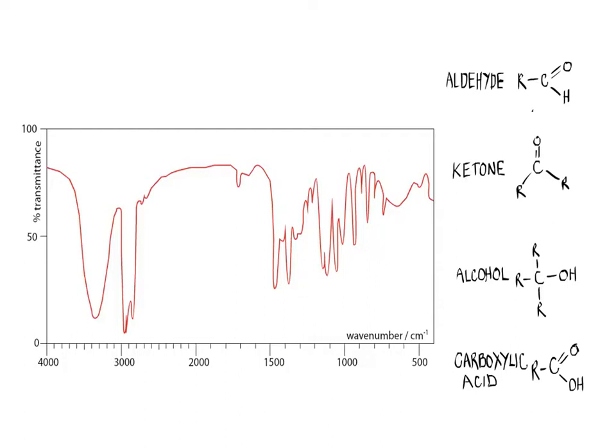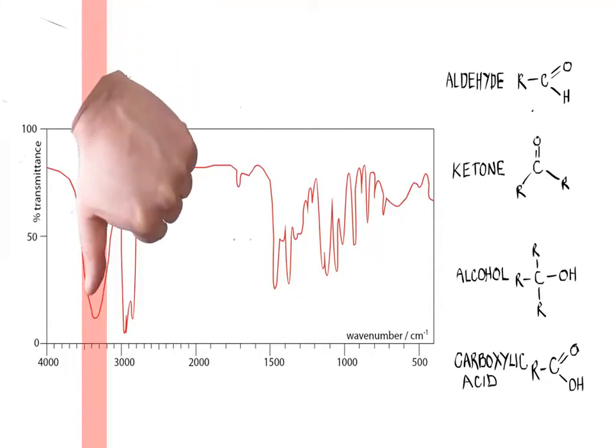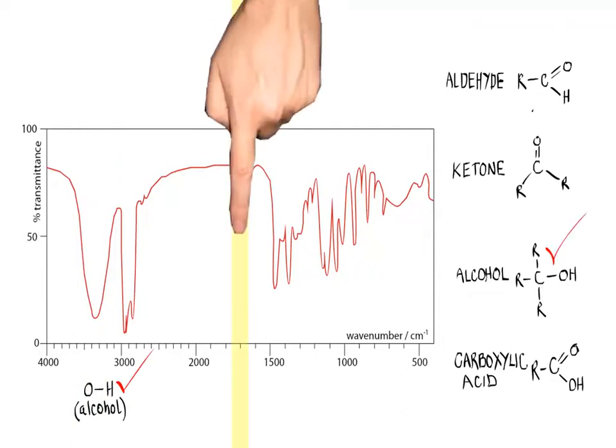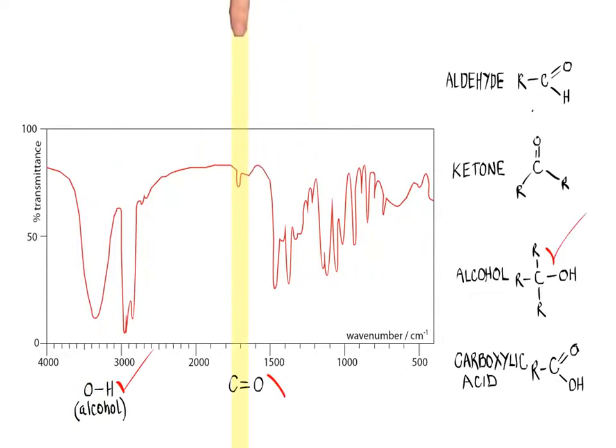With this one we can see it has the thumb peak in the correct position, confirming the presence of an alcohol O-H. There is no finger peak, and so no carbonyl group is present. Therefore the compound is an alcohol.